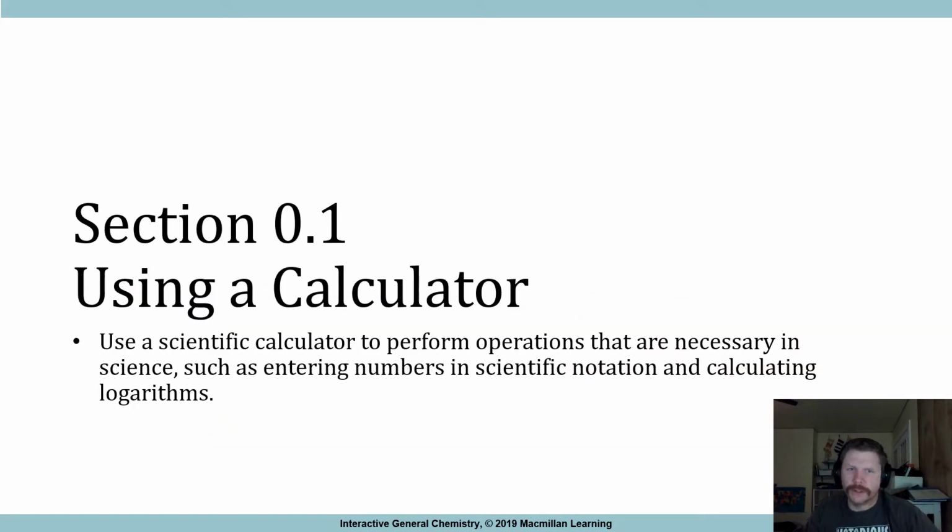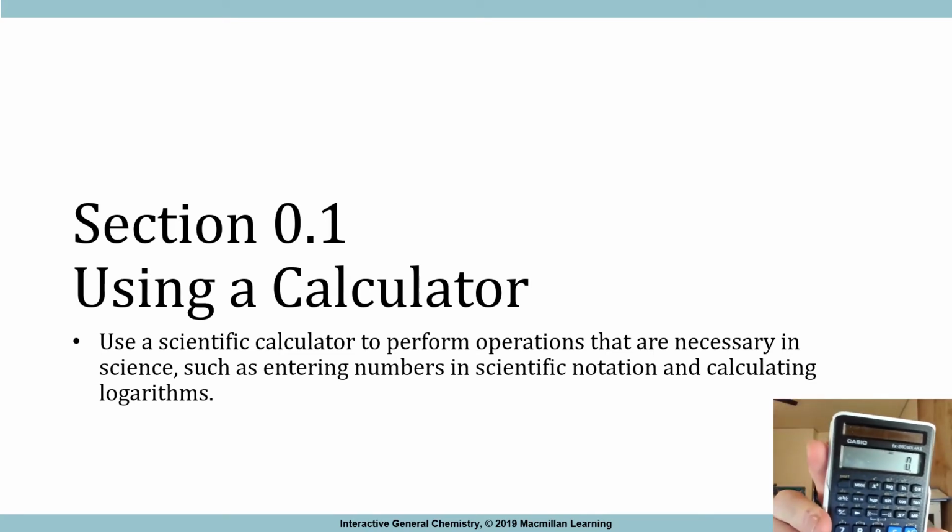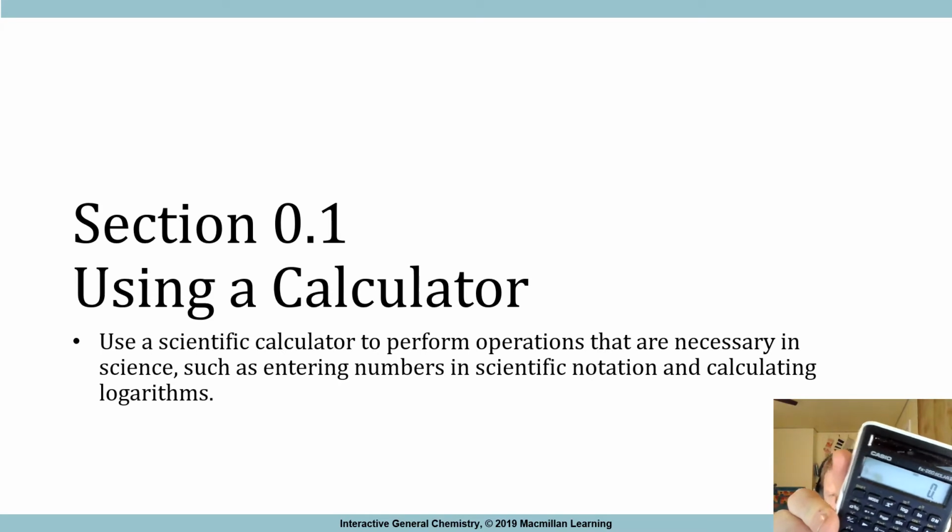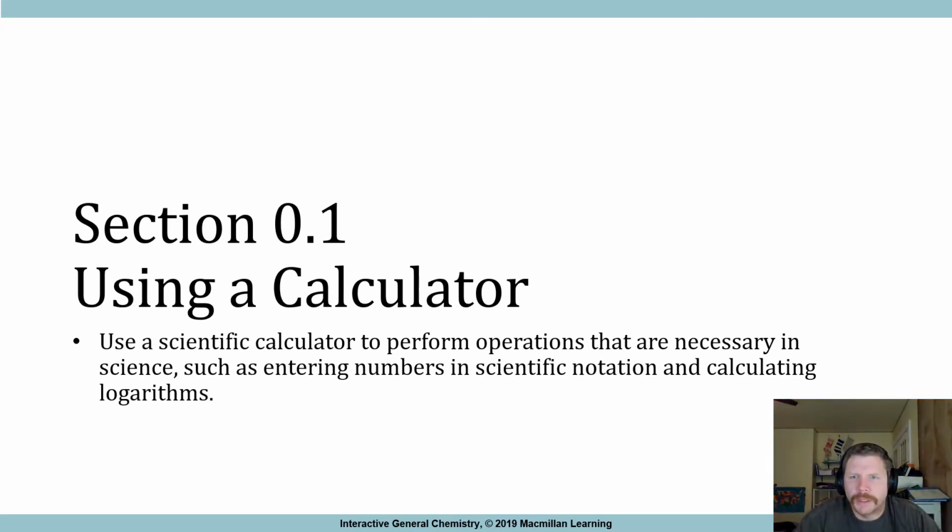So, using a calculator. A scientific calculator is able to perform operations that are necessary in science, such as entering numbers in scientific notation and calculating logarithms. Now, I use this calculator right here. This is a Casio FX280 Solar 2. This is 10 bucks. I got it at, I'm going to guess HEB, because that's one of the few places that I go. I picked it up there pretty cheap. Get something that's about $10, because that's what we can use in this class.